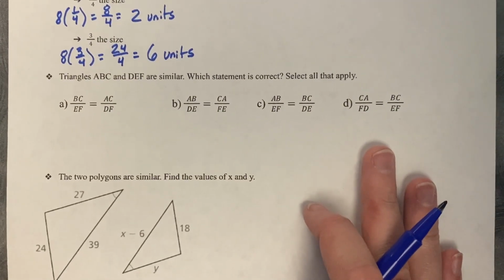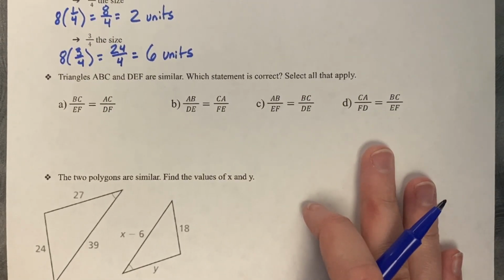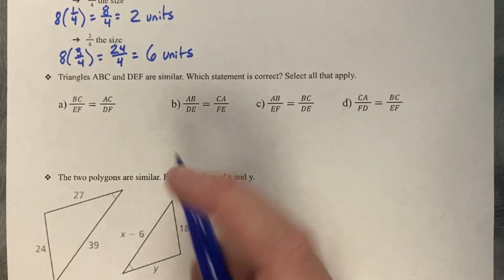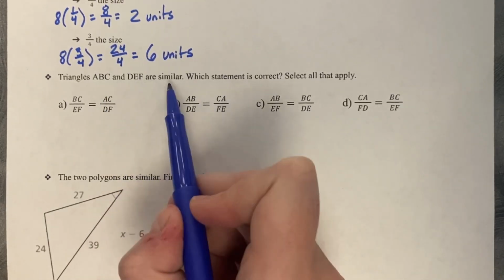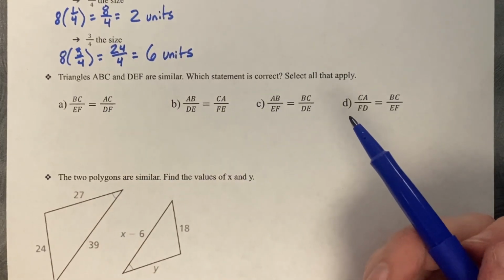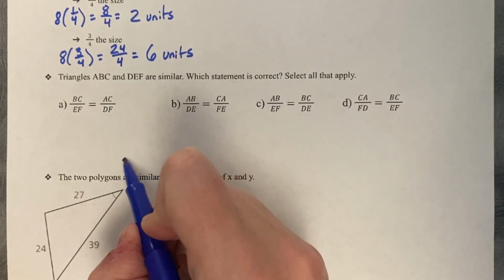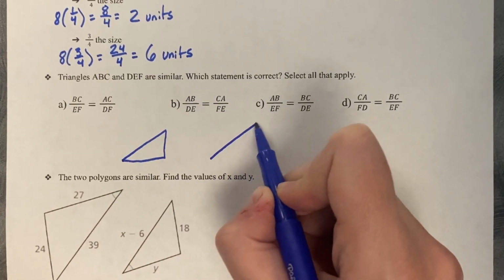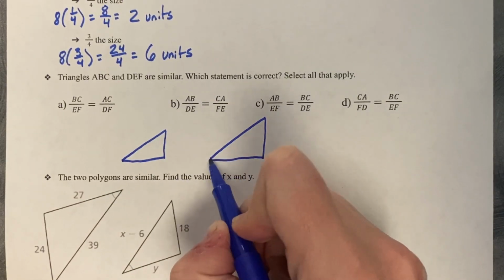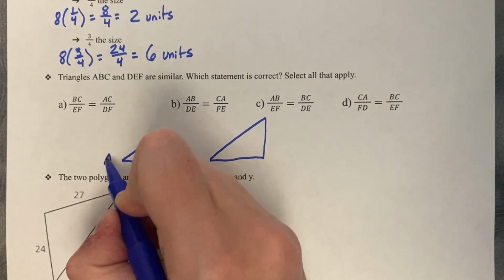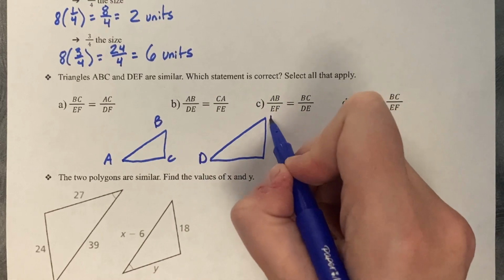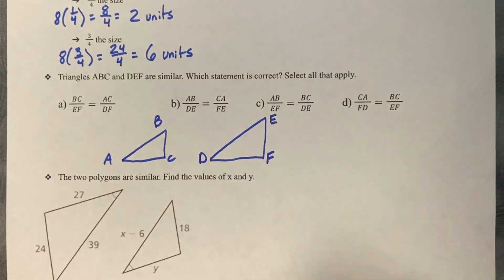Triangles ABC and DEF are similar. Which statement is correct? Select all that apply. Well, they told us that ABC and DEF are similar, but they didn't give us a diagram. So let's draw our own diagram. Let's draw a small ABC and a similar, larger DEF. A, B, C, and D, E, F.